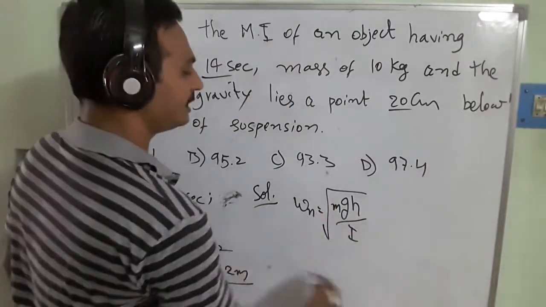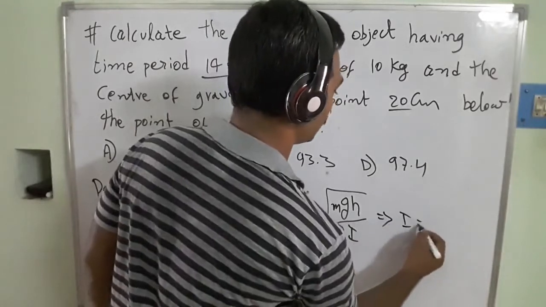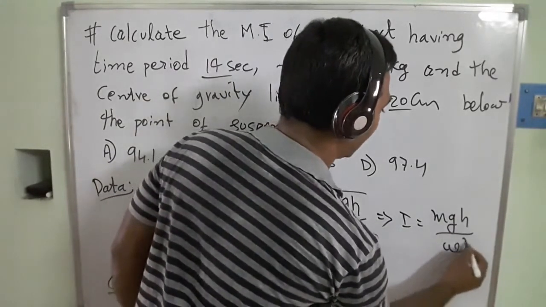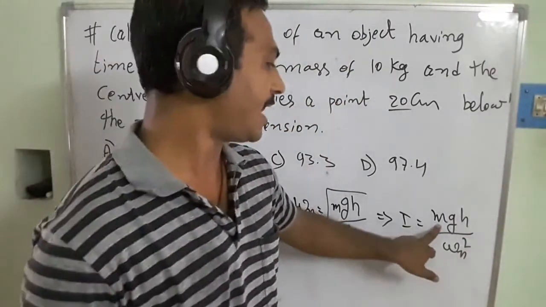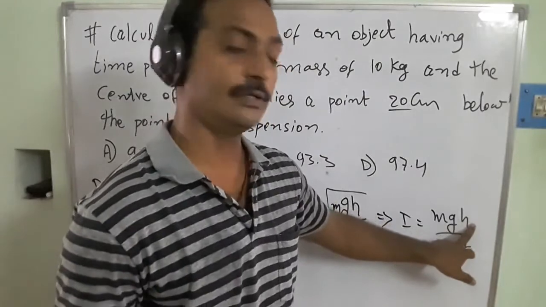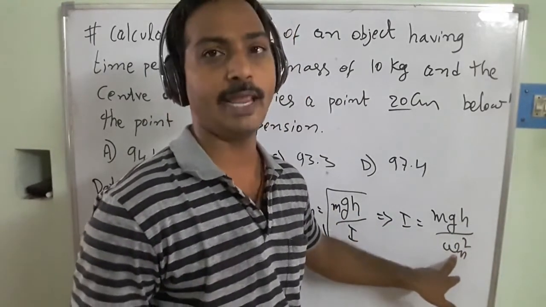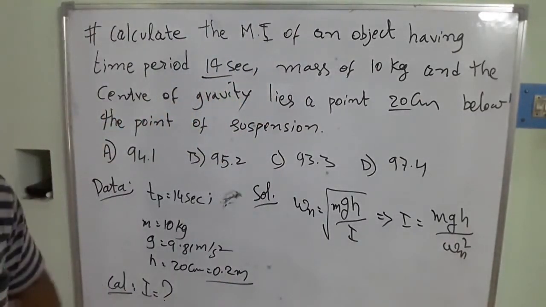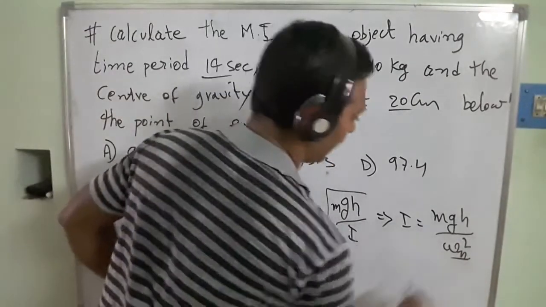If I simplify this equation, I get I is equal to mgh by omega n square. In this case, we have the mass, gravity, and h value available. The only thing we need to calculate is omega n. So how would you calculate omega n? It is nothing but the circular frequency of the system.